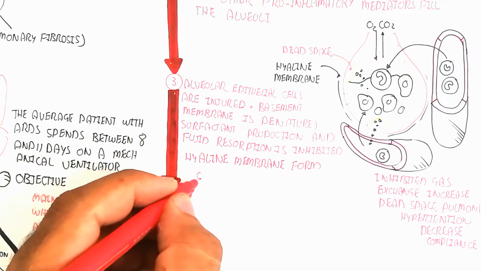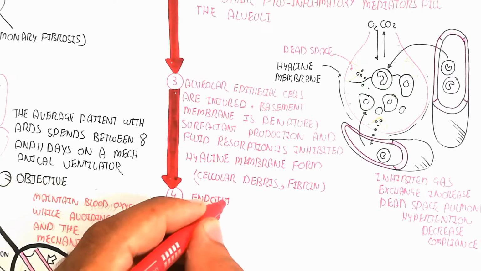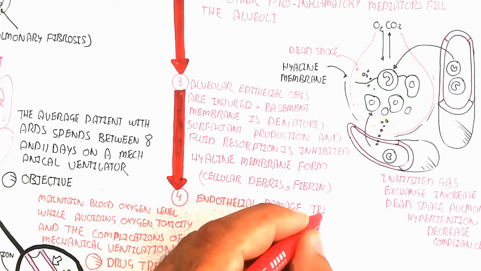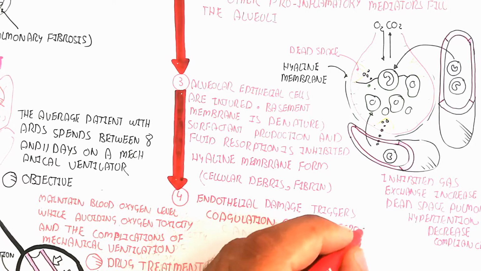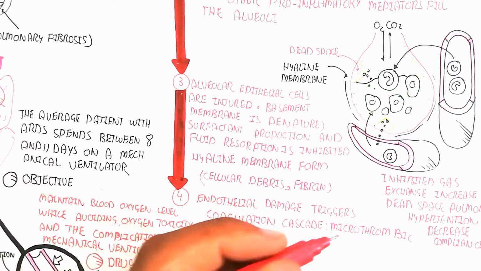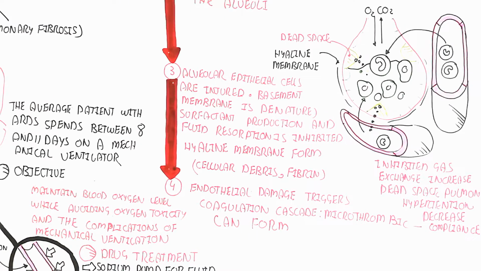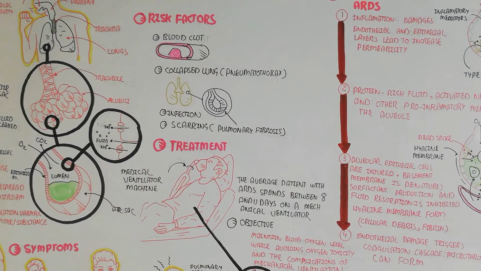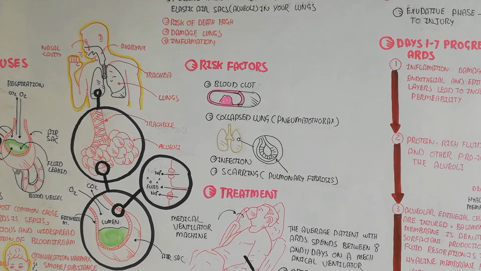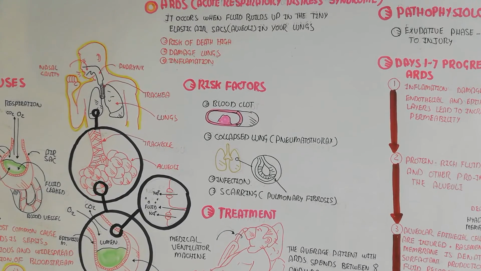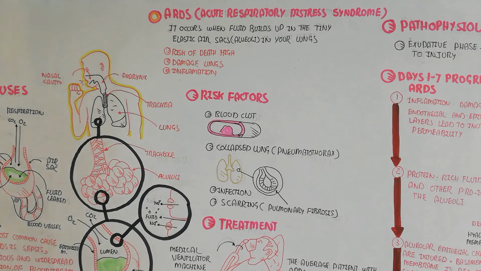Microthrombi can form, which inhibits gas exchange and increases the dead space. Pulmonary hypertension also increases due to the increased fluid. Endothelial damage triggers the coagulation cascade, and microthrombi can form. And this was ARDS.